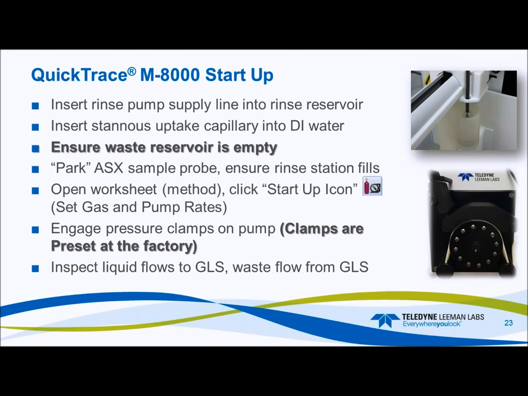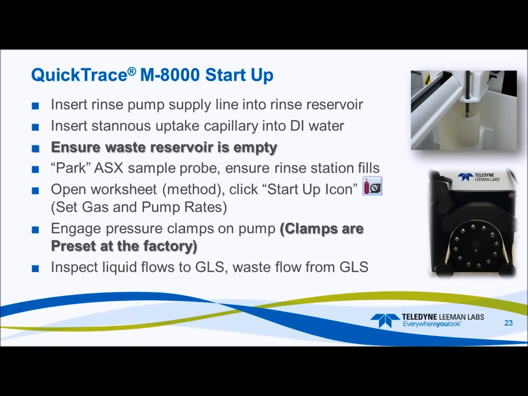So you want to insert the rinse pump supply line into the rinse reservoir and then take the stannous chloride capillary and put it in DI water. We always start with DI water rather than stannous chloride because we need to wet the gas liquid separator. And if we do it with stannous chloride, then you can get a thin film of stannous on the inside of the gas liquid separator, which may hinder you from having a nice view of what's happening within the system. So we want to keep it pristine. So we only want sample and stannous chloride over the center post. That's why we start with DI water, and I'll show you that in a minute too.